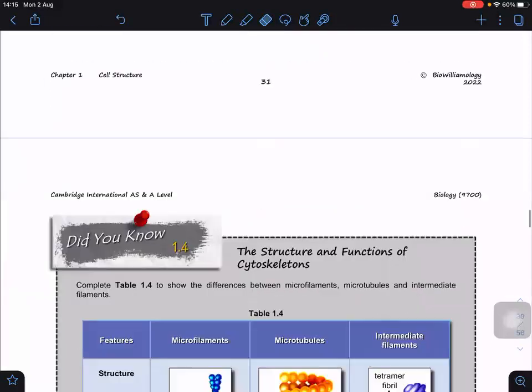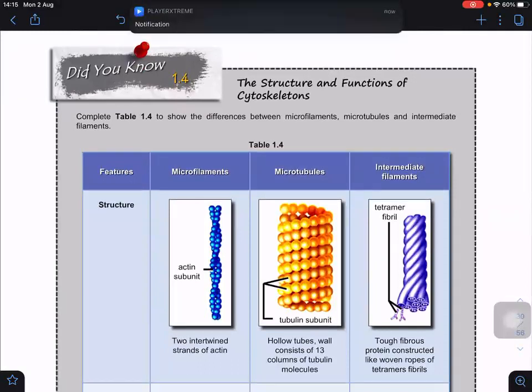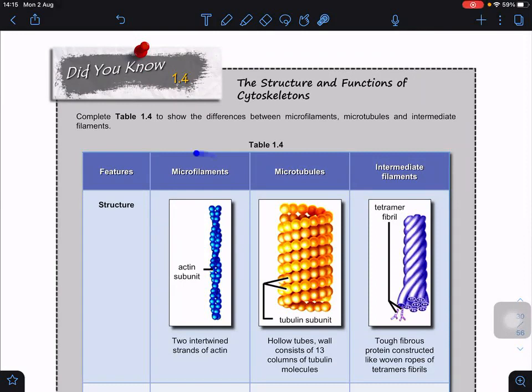So we continue with some structures and the functions. Look at this structure. We have the microfilaments, microtubules, and intermediate filaments. Our focus will be on these microtubules more, because the next part of the topic we're going to learn about microtubules.